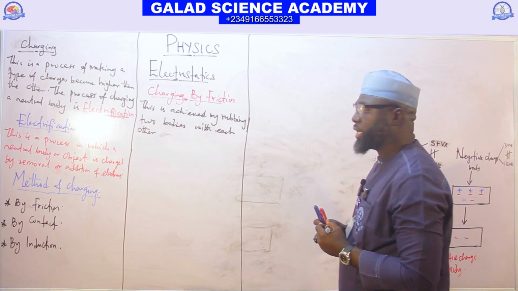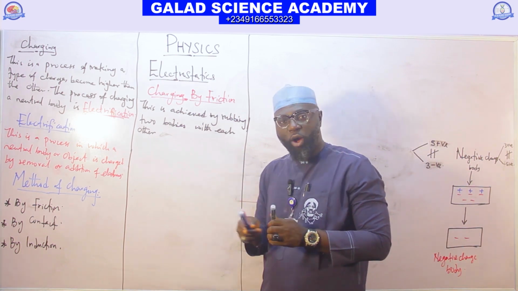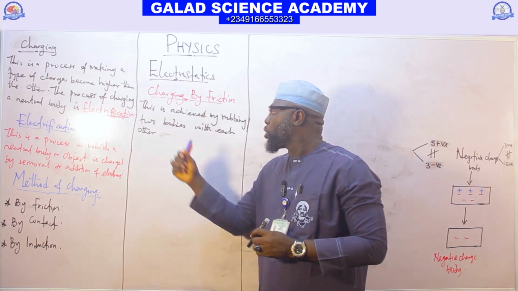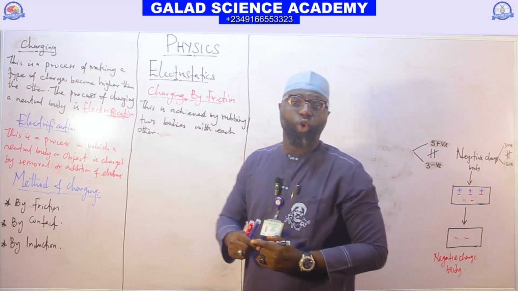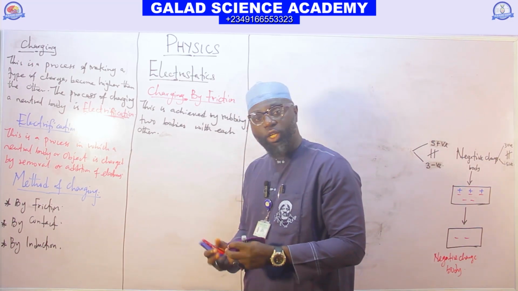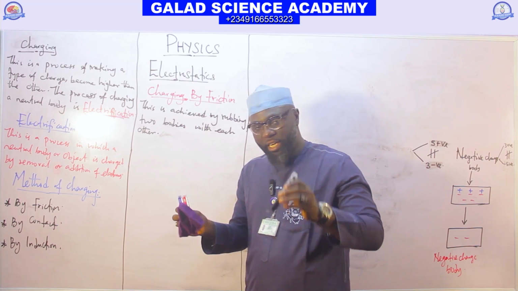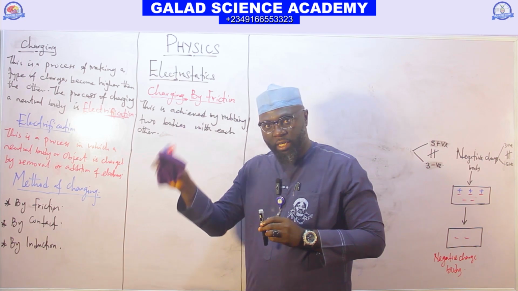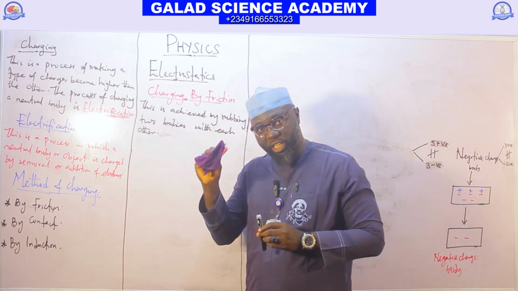So the charging by friction can be acquired by rubbing two bodies with each other. We call it charging by friction. Friction means to rub two bodies with each other. Assume the two bodies are uncharged bodies. This marker is an uncharged body. This towel, or duster, is an uncharged body.